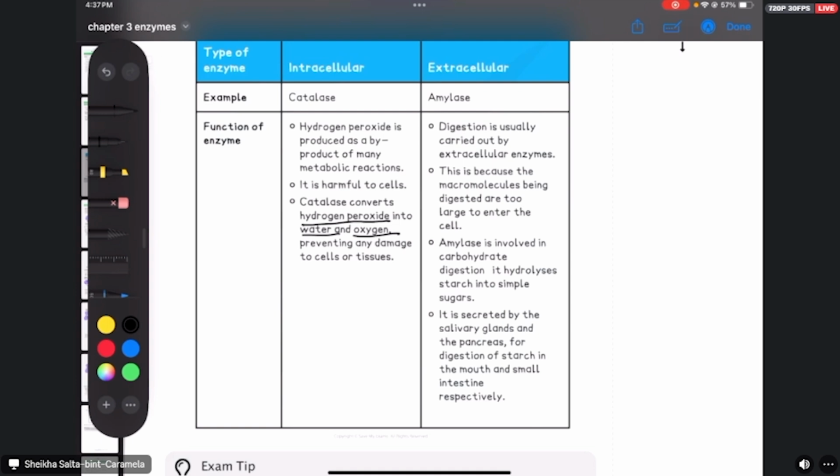Then we have an extracellular enzyme, which is called amylase. Amylase is used in digestion, which is carried out by extracellular enzymes. This is because the macromolecules being digested are too large to enter the cell. Amylase breaks down carbohydrate through hydrolysis into simple sugar. So starch is converted into its monomers and then transported inside the cells. It is secreted by the salivary glands and the pancreas for digestion of starch in the mouth and small intestine, respectively.